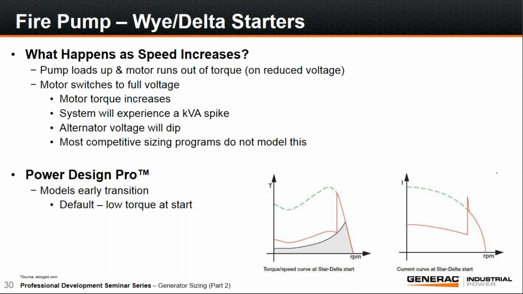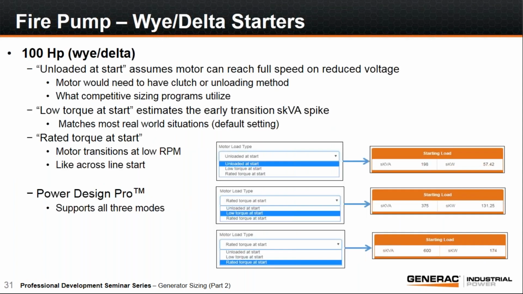So one of the things Generac sizing software does, it takes an estimate of where we think that spike is going to be. The sizing program that we have is Power Design Pro. It's on our public website. So if anybody wants to use it, just simply Google Generac Power Design Pro. It'll be the first option that comes up. And within our sizing software, we give the users the ability to select the load characteristic. And for a fire pump, we default to the middle one there called low torque at start.